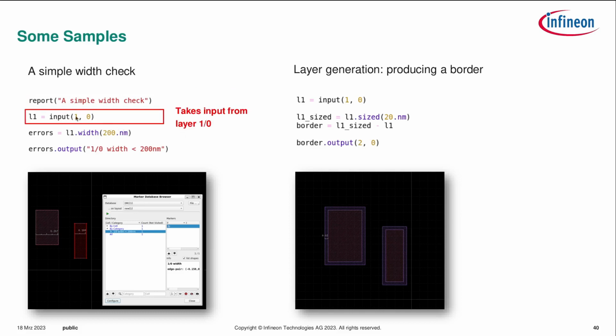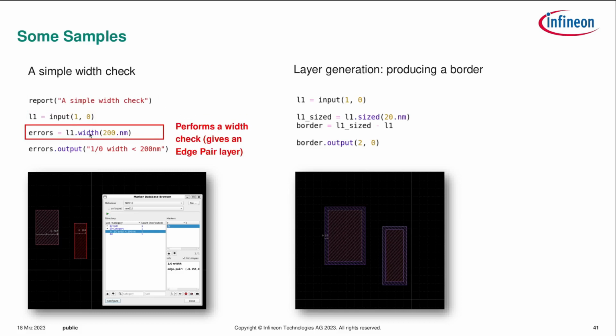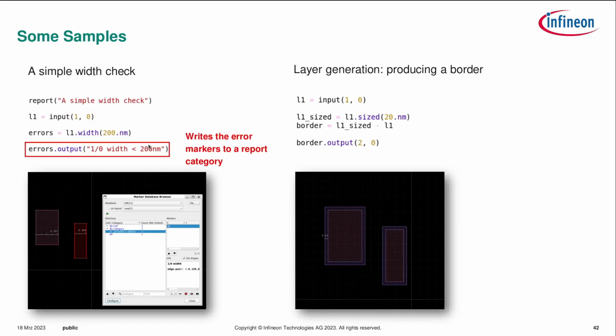Second thing is we will take layout from layer 1, data type 0. We will do a width check, and then we will output the results to the report in the category called "1/0 width smaller than 200 nanometer." This is a simple example for an ad hoc DRC check.